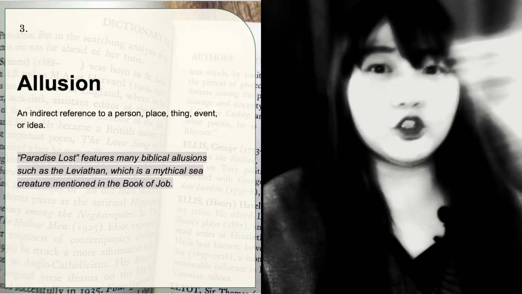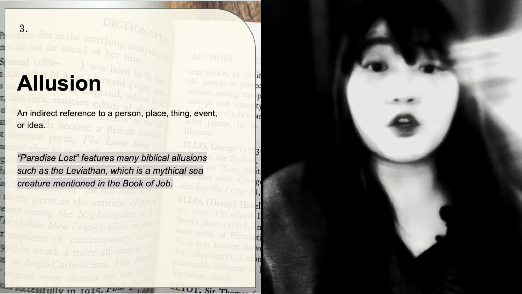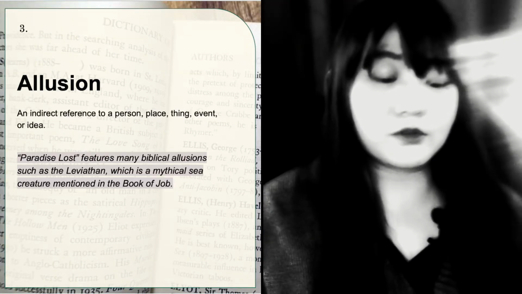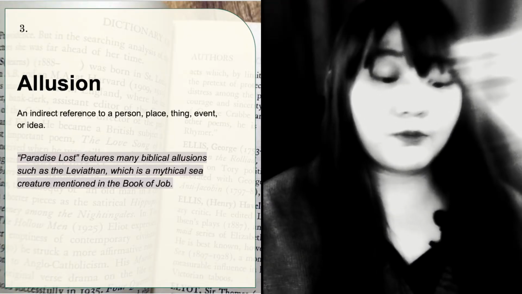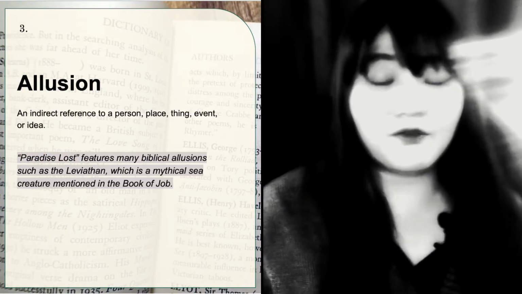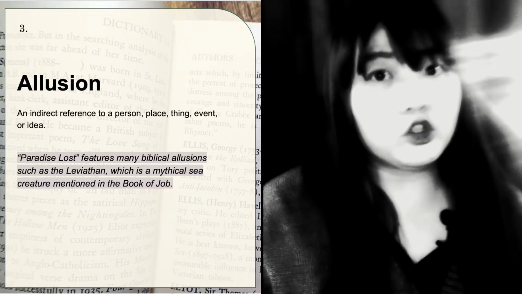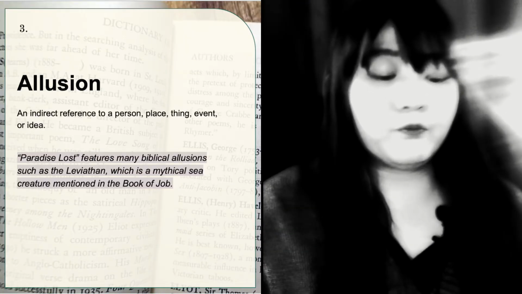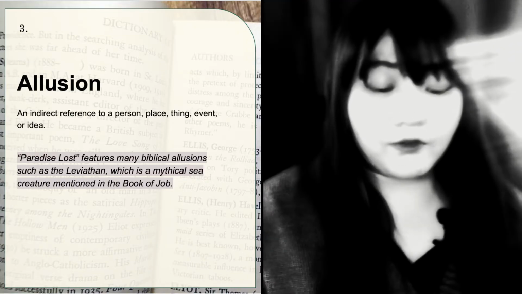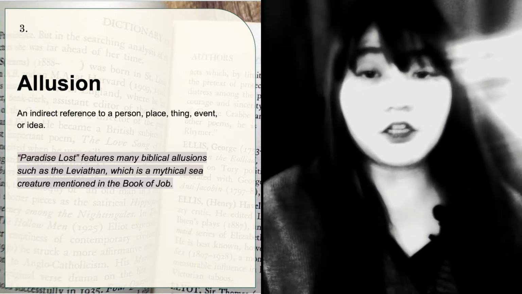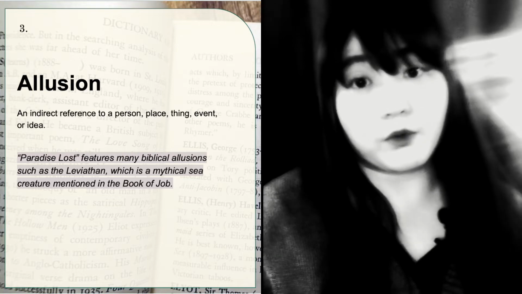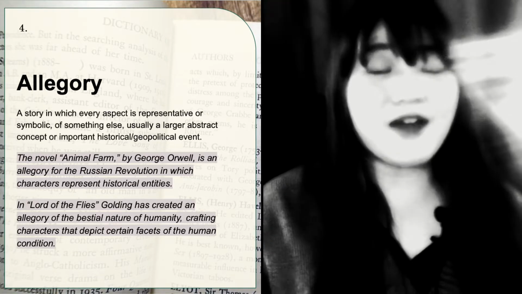Next, we have the word allusion, and the verb form, of course, is to allude to, so be careful with the preposition that you're going to use with this word in verb form. Allusion refers to an indirect reference to a person, a place, a thing, an event, an idea, or even a cultural reference. And so, for example, you can have something like a biblical allusion. Paradise Lost features many biblical allusions, such as the Leviathan, which is a mythical sea creature mentioned in the book of Job.